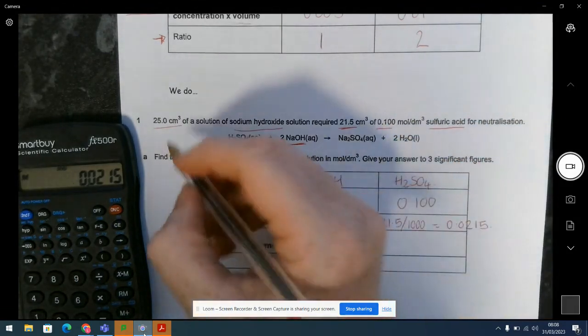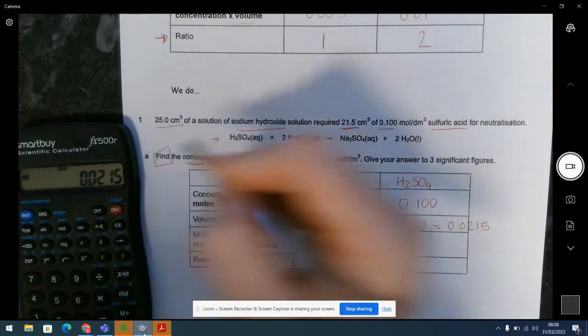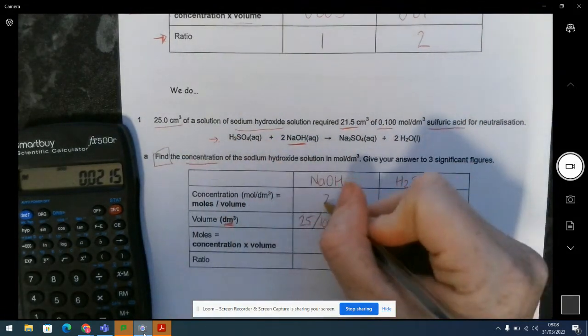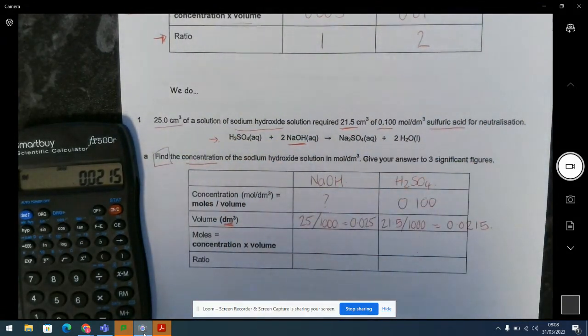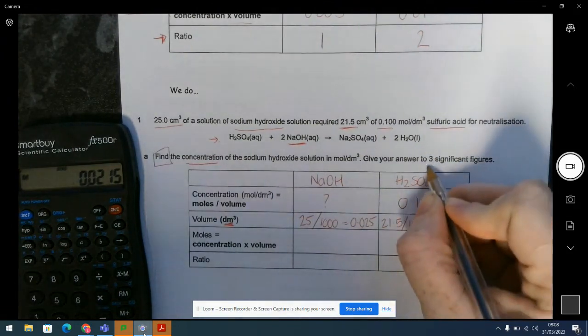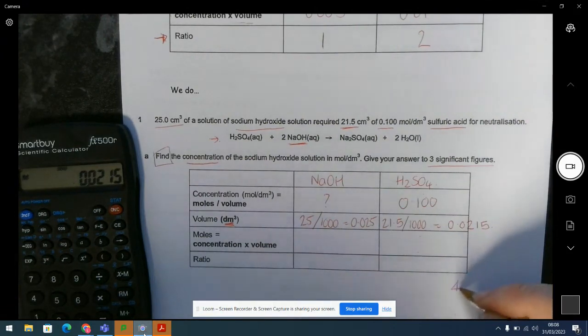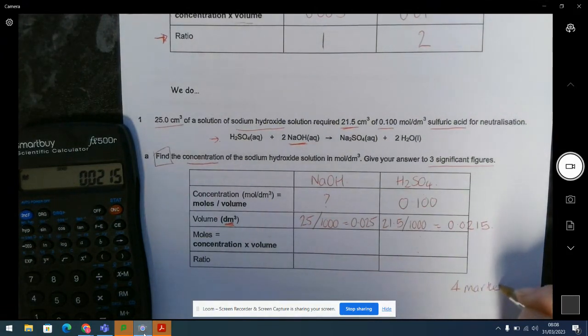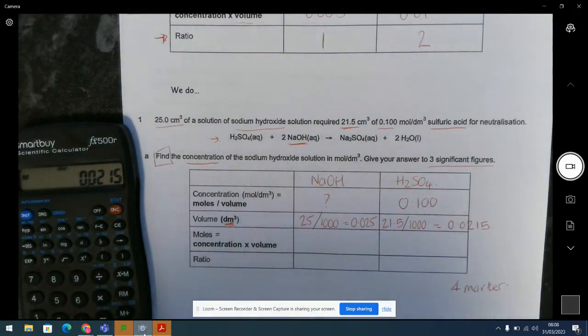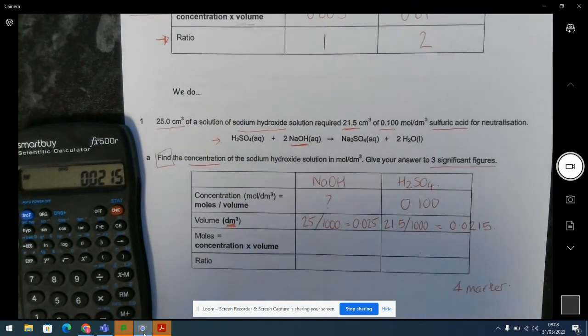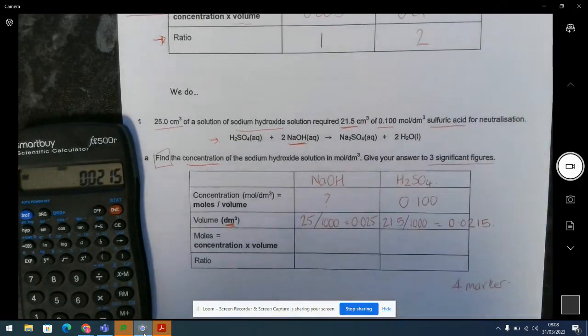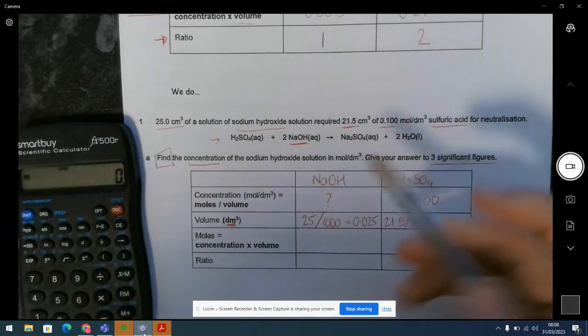Now what I don't know is I'm being asked to calculate the concentration of sodium hydroxide. That's what I'm trying to work out. And here it's telling me I've got to do this to 3 significant figures. So this kind of question is usually a 4 marker where you get a mark for actually putting it into the right significant figures. So then we do what we've always done. We have one that we know. So this is the one that we can actually work out the moles for.